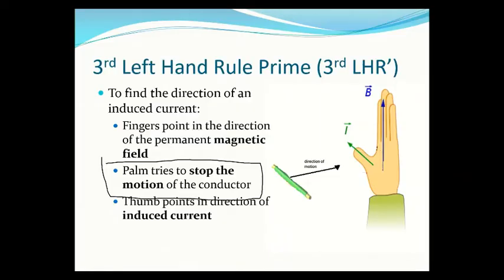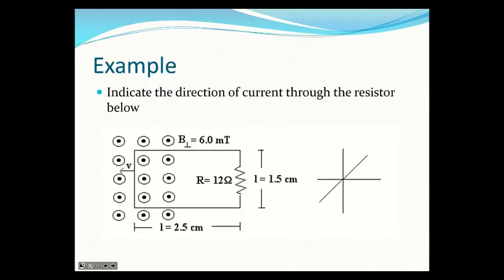So in that video, Yoda was kind of using the third left-hand rule prime. Think of the objects that were being thrown at him. He was using his hand to try to stop that, and that's exactly what the third left-hand rule prime is doing. So let's do an example here. You can see that our magnetic field is coming out of the page. Our wire is going to the left, and we want to indicate the direction of the current through the resistor. This is a resistor right here.